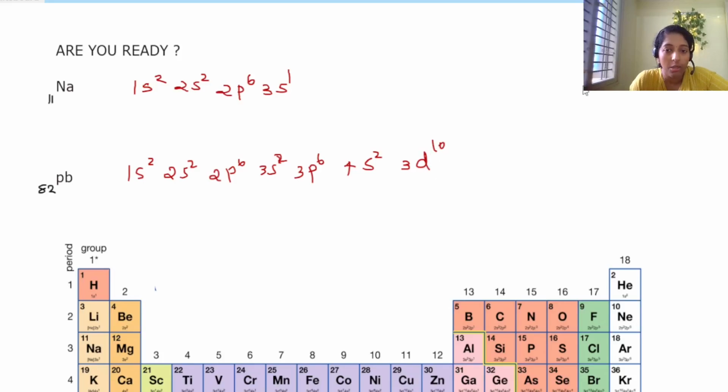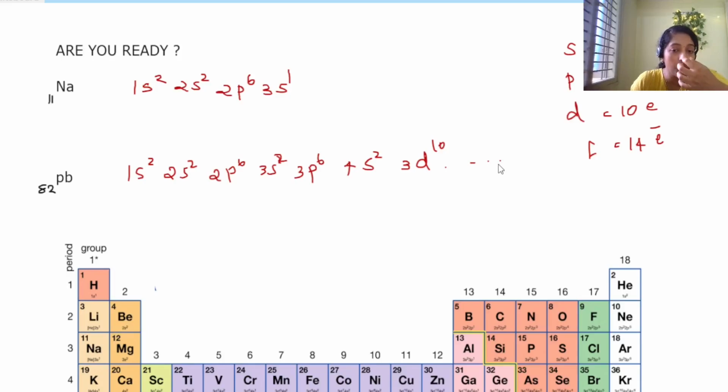Why 3d10? Because S can accommodate a maximum of 2 electrons, P can accommodate a maximum of 6 electrons because there are 3 orbitals, D can accommodate 5 orbitals, so 10 electrons. And F has 7 orbitals, 7 times 2, 14 electrons are there. Okay, so 3d10, and after that the order continues.